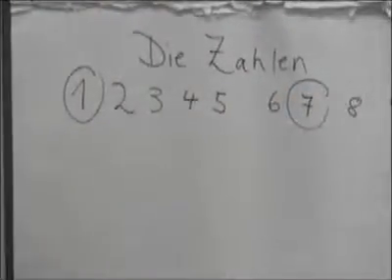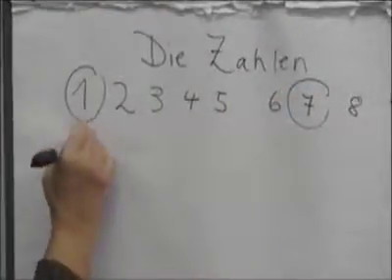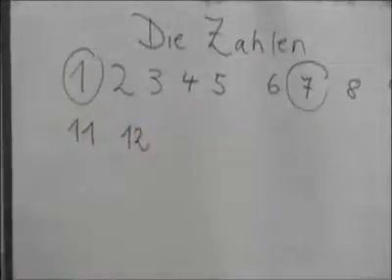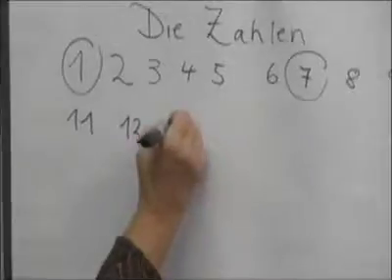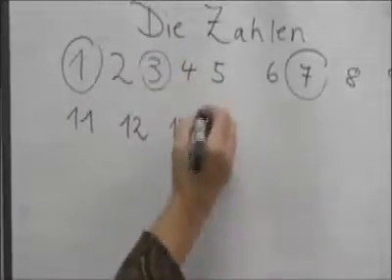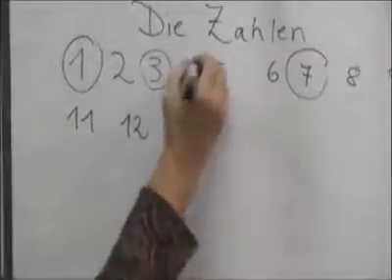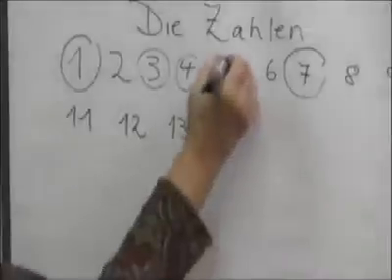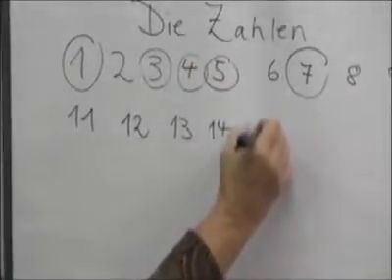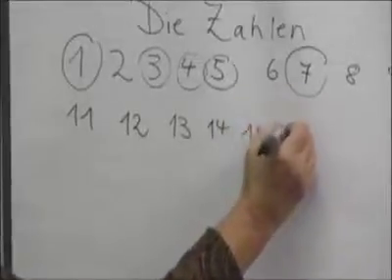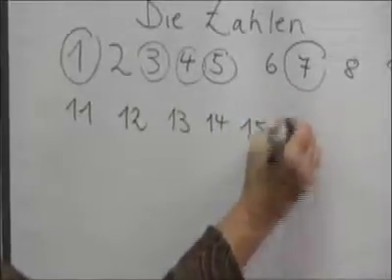Okay. Dann kommt die Nummer 11, 12, 13. Here we take the base numbers and add a 10 to it. Nummer 4 becomes 14. Nummer 5 becomes 15. Nummer 6 becomes 16.